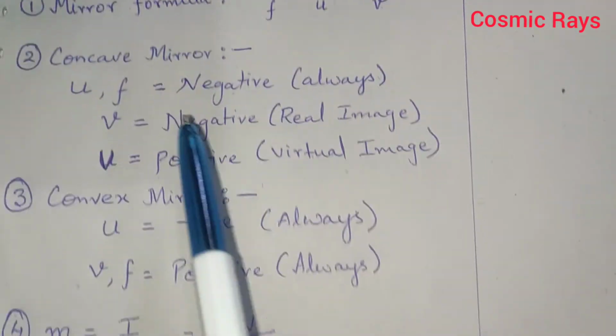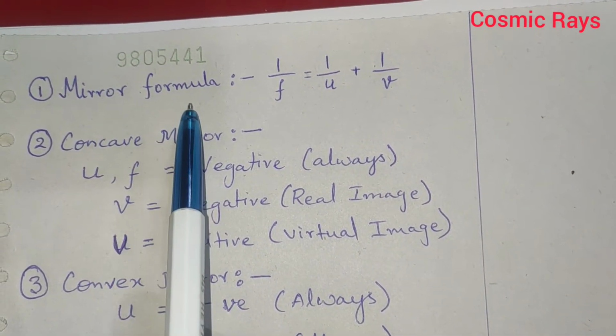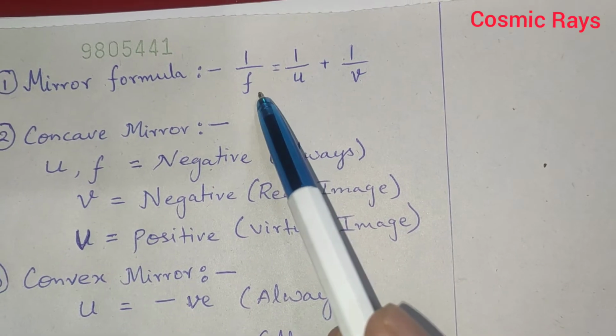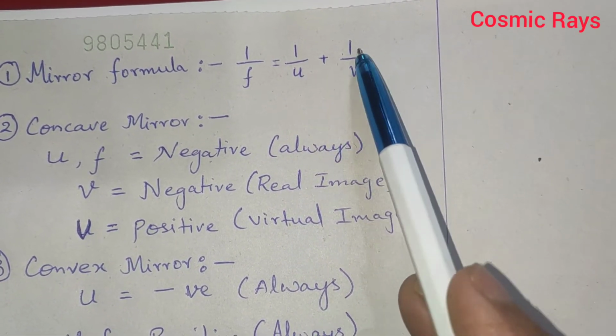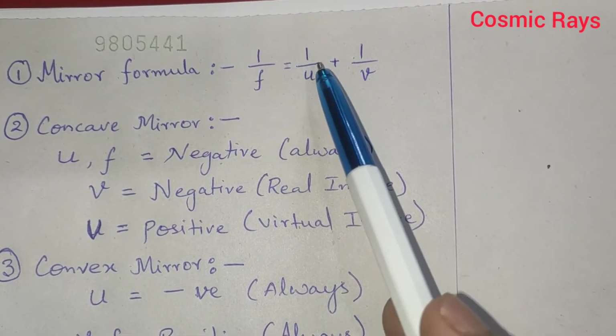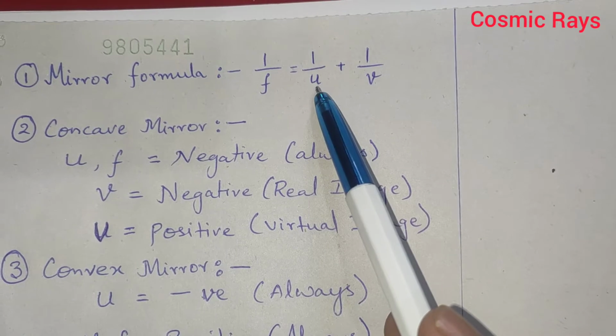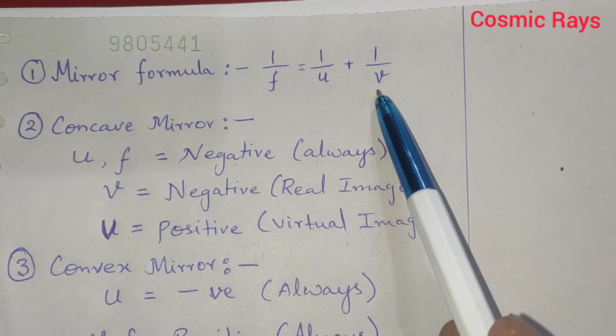First of all, we will be using this formula that is known as mirror formula. 1 by focal length is equal to 1 by object distance plus 1 by image distance. Focal length is denoted as f, object distance is denoted as u, and image distance is denoted as v.